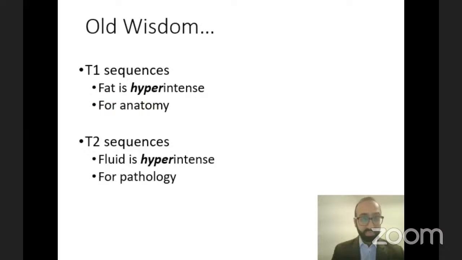Now, when we come to looking at MRI imaging of marrow, the old wisdom that I was taught before I came into radiology was: T1 sequences, fat is hyperintense, and that's for anatomy, and T2 sequences, fluid is hyperintense, and that's for pathology. And when you've been looking at bone marrow, you realize that that's not all quite true. T1 is not just for anatomy, particularly with regards to marrow.